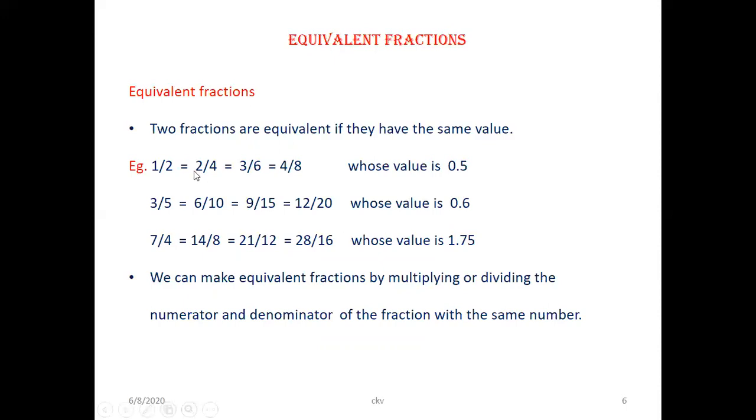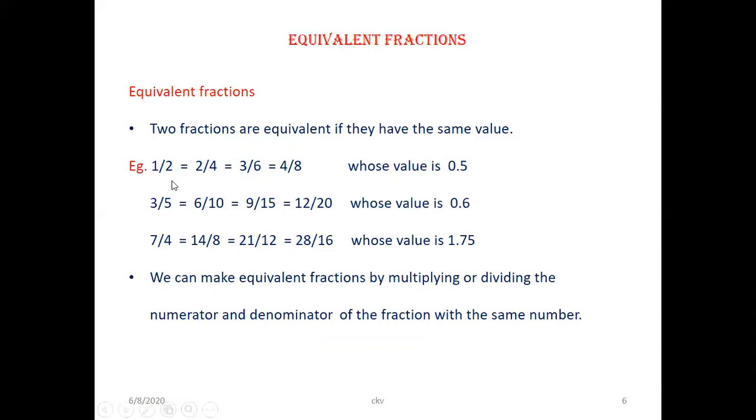What is happening here is you are multiplying the numerator and denominator with the same number so that the value remains the same. See here, 1 by 2 is equal to 2 by 4. And 2 by 4 is equal to 3 by 6, because 3 by 6 is also 1 by 2. When you cancel by 3, the value is 0.5.